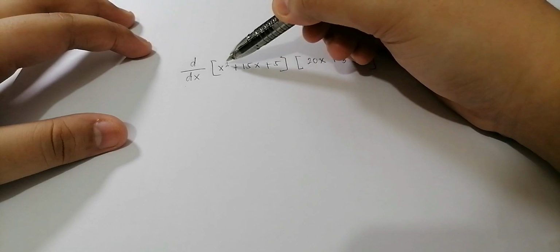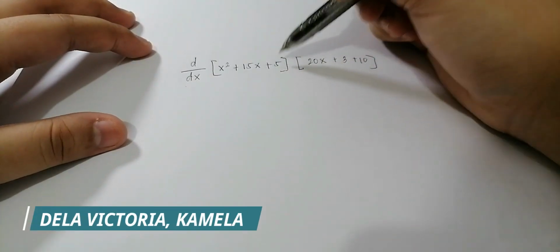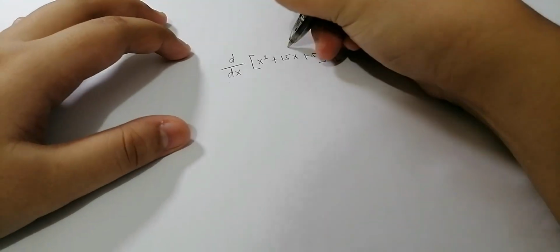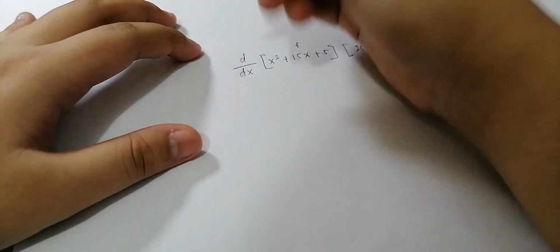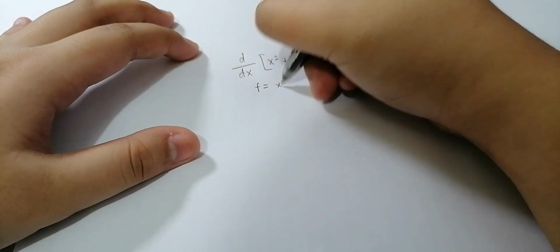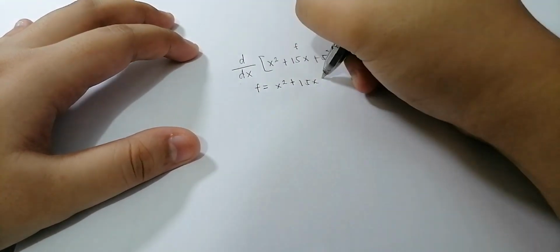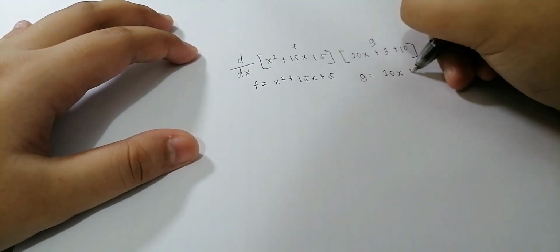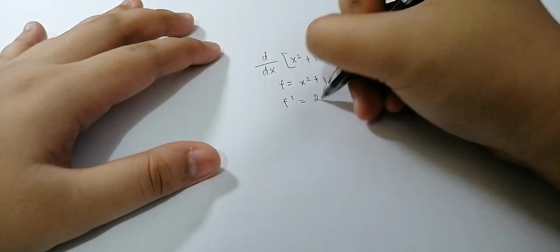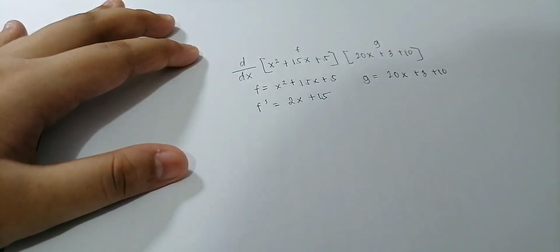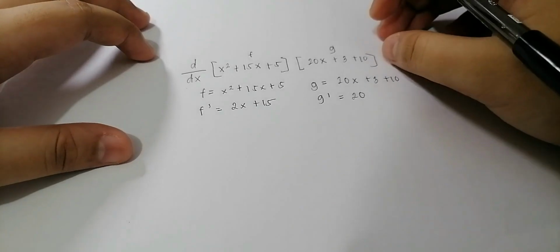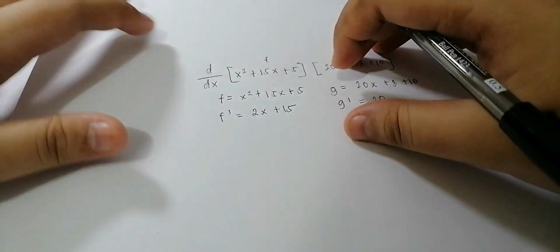Let's say we have this given x squared plus 15x plus 5 and then 20x plus 3 plus 10. So our f is this one and our g is this one. So our f prime is 2x plus 15 and our g prime is 20 only. To find the final answer, we're going to use the formula of product rule.